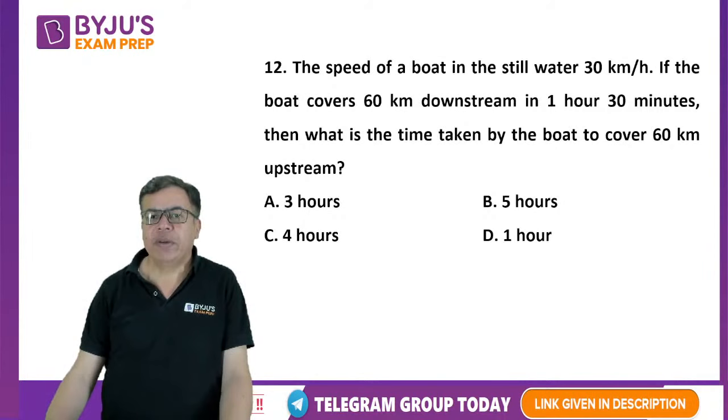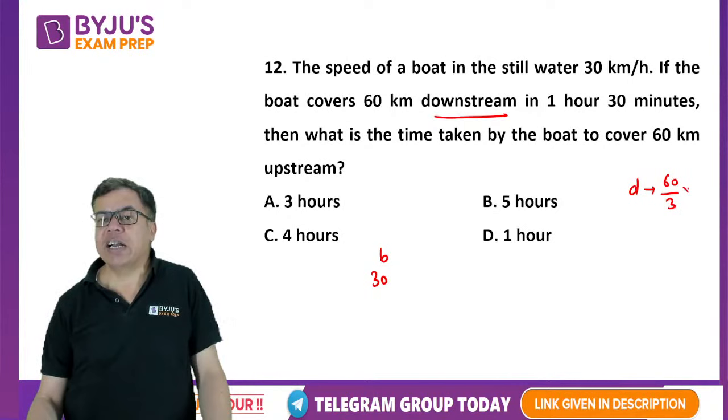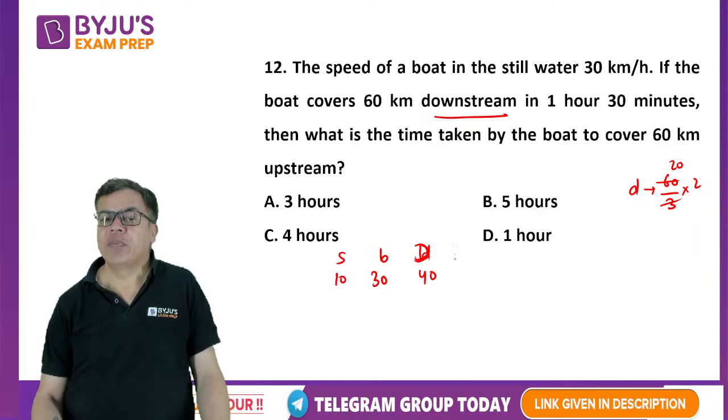Right, very easy question. Because the speed of the boat is given as 30, and the downstream speed is given. Downstream 60 kilometers in 1 hour 30 minutes, that is 3 by 2 hours. So downstream speed is 40. So that means the speed of the stream will become 10 and upstream will become 20.